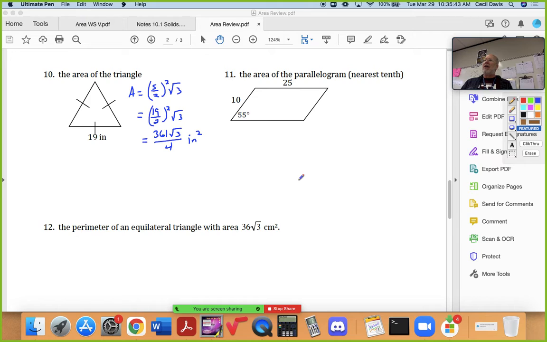Would it be 90.25? Yes, but we try not to mix decimals with square roots whenever possible. So would that be wrong? Wrong is such a harsh word. Worthy of losing a point? Probably. We try not to mix decimals with square roots.